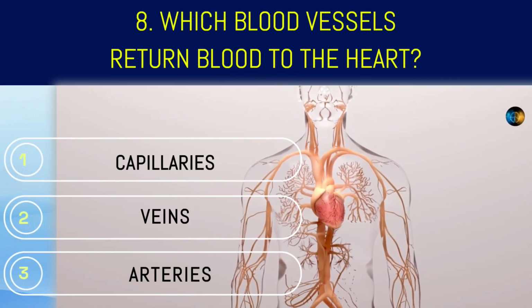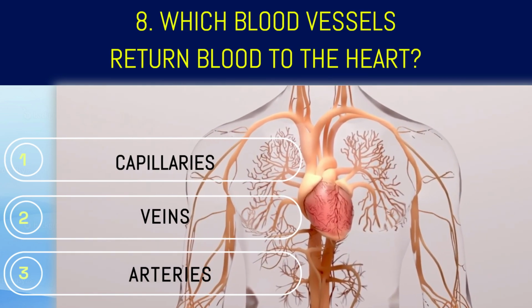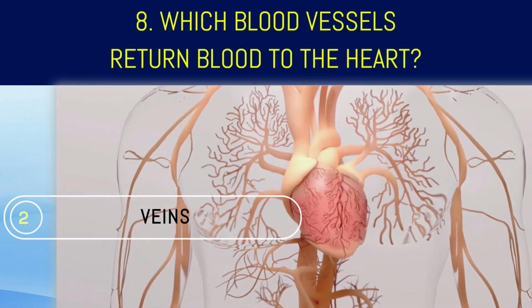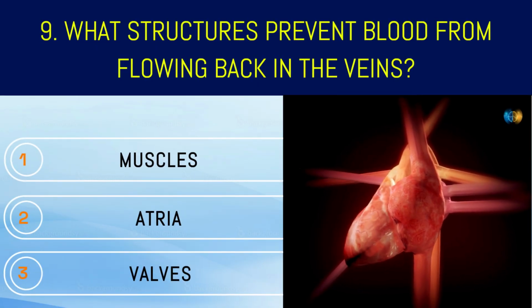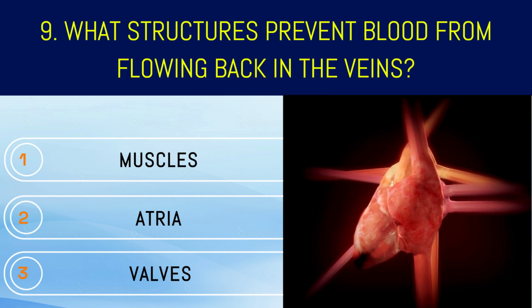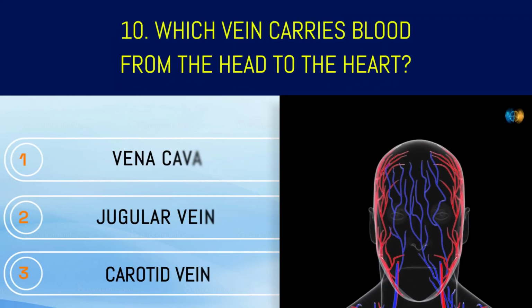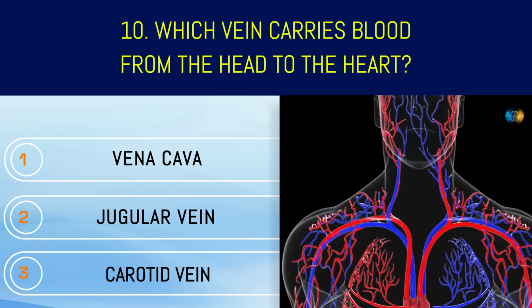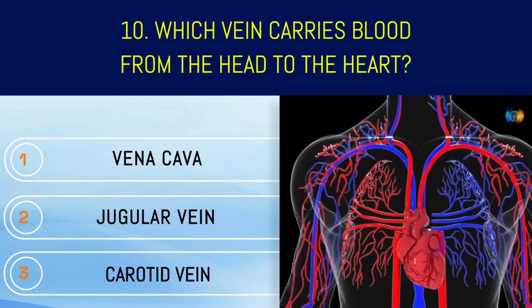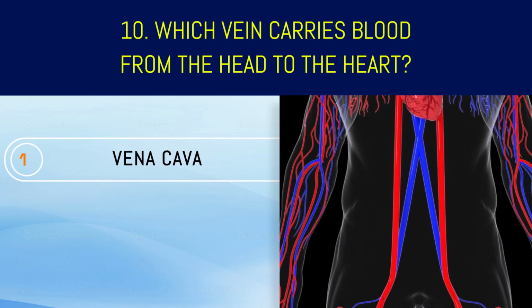Which blood vessels return blood to the heart? Capillaries, veins, or arteries? Veins. What structures prevent blood from flowing back in the veins? Muscles, atria, or valves? Valves. Which vein carries blood from the head to the heart? Vena cava, jugular vein, or carotid vein? The vena cava, particularly the upper part called the superior vena cava.